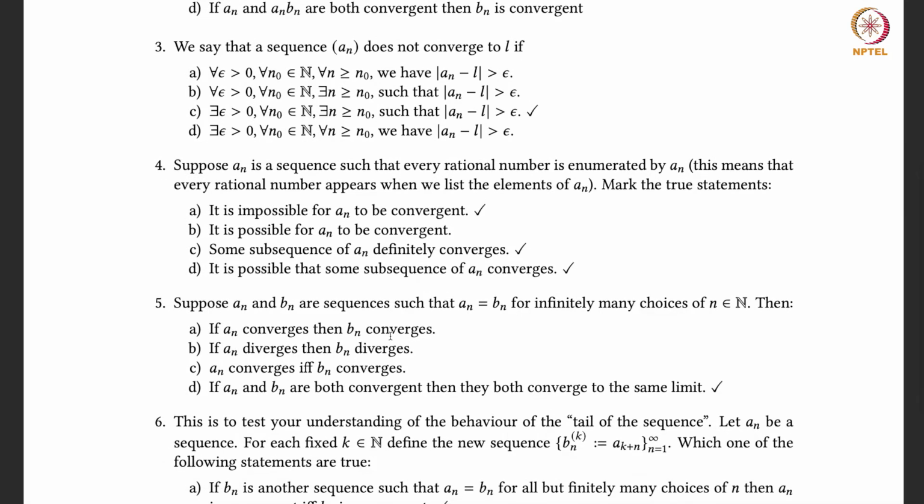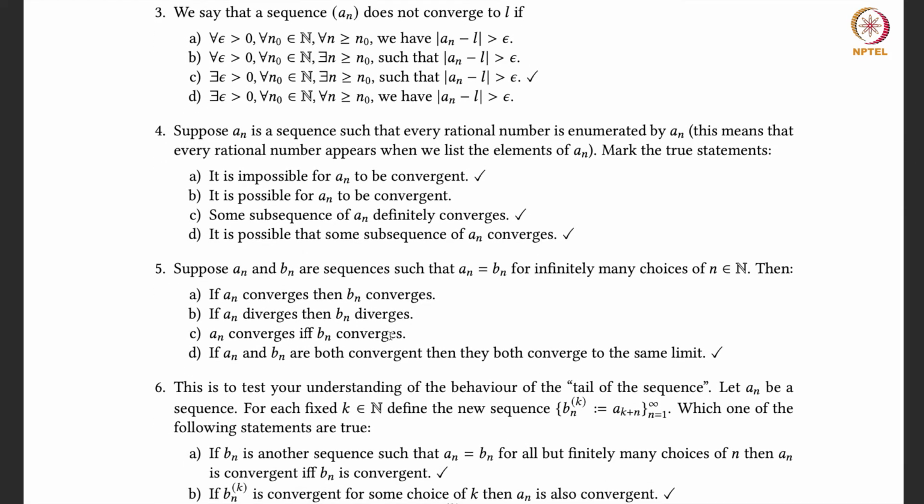Now let's look at problem 5. Suppose an and bn are sequences such that an is equal to bn for infinitely many choices of n in N. Then if an converges, then bn converges. This is not true. For instance, look at the sequence 1, 1, 1, 1, 1 and look at the sequence (-1)^n. Obviously, the second sequence does not converge whereas the first does, and they agree at infinitely many points. If an diverges, then bn diverges. Again, this is not true. You can just take an to be (-1)^n and bn to be 1, 1, 1, 1, 1.